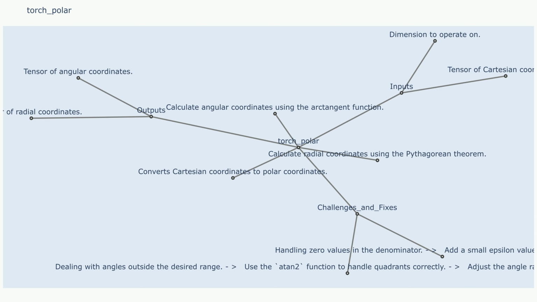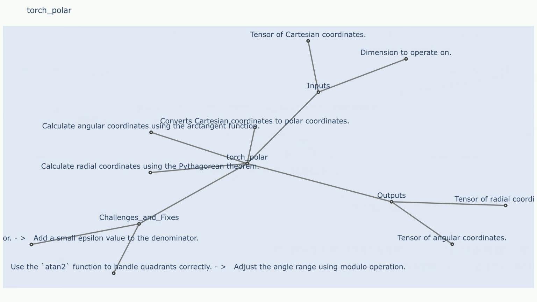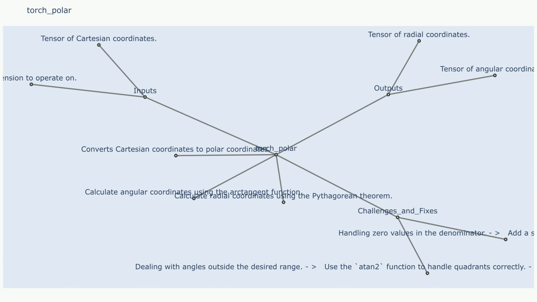Torch polar. Description. Torch polar is a function in PyTorch that converts Cartesian coordinates to polar coordinates. It takes two tensors representing the x and y coordinates as inputs, and outputs two tensors representing the radius and angle in polar coordinates. The angle is returned in radians.